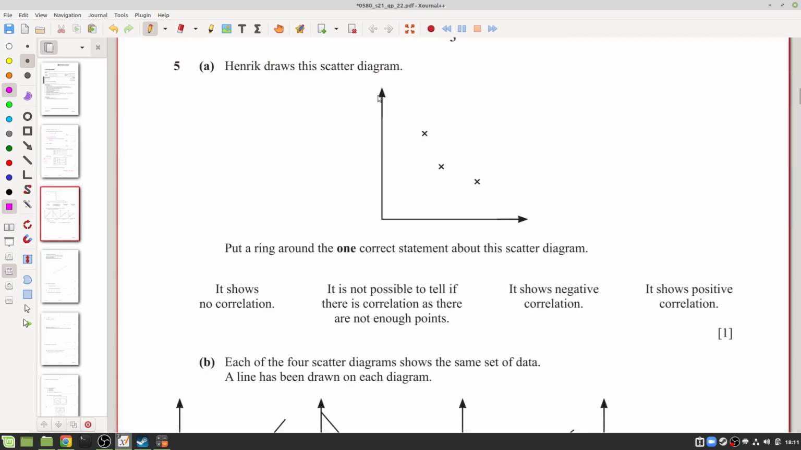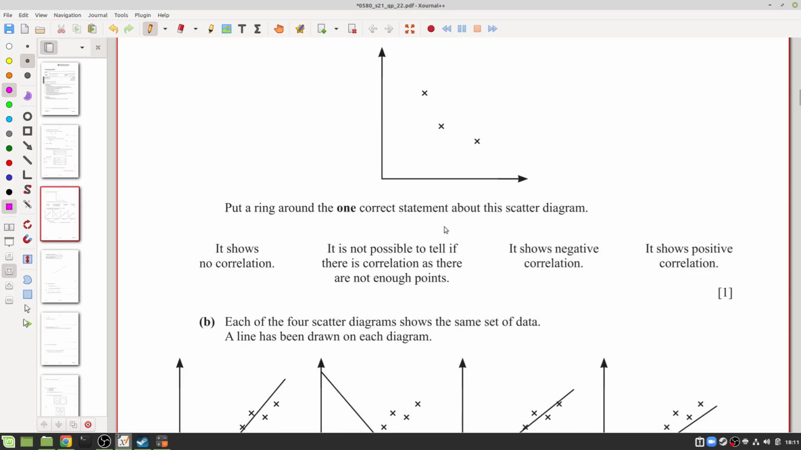Okay, Hendrik draws a scatter diagram. Put a ring around the one correct statement about this scatter diagram. Okay, it shows no correlation. We can't say that. It does look like it shows a correlation.